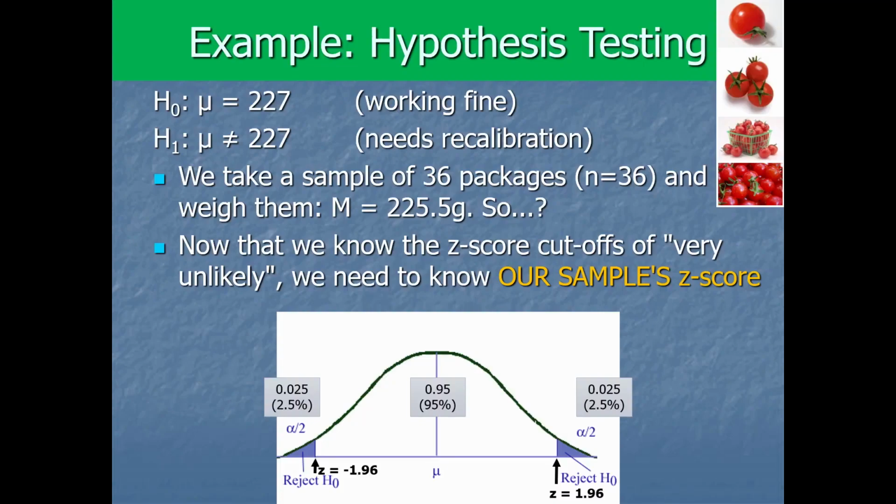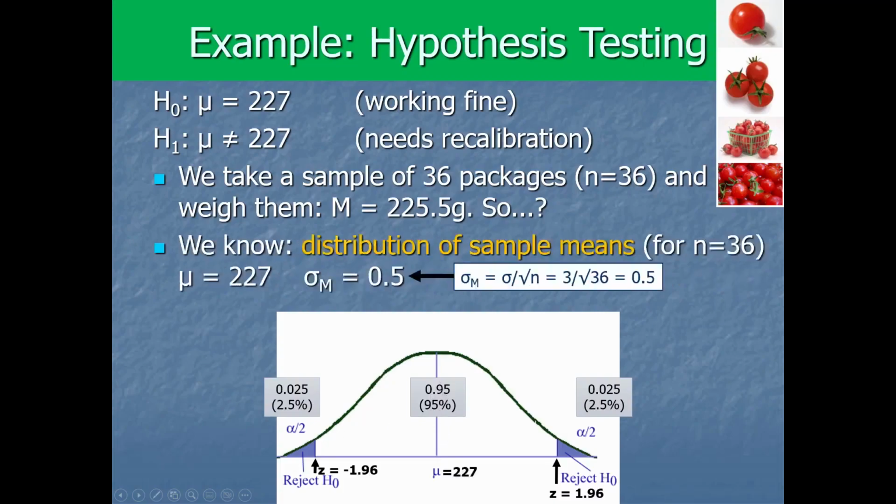Which means we just need to know the z-score of our sample. The z-score for our sample mean, which had, again, 225.5 grams in just the 36 packages that we measured. So what is our sample's z-score? How many steps above or below the mean is it? Well, z-score, it's just steps of the SEM, the standard error of the mean. So kind of the steps of this graph's standard deviation. And we want to know how many steps away from the center of 227 our sample was.